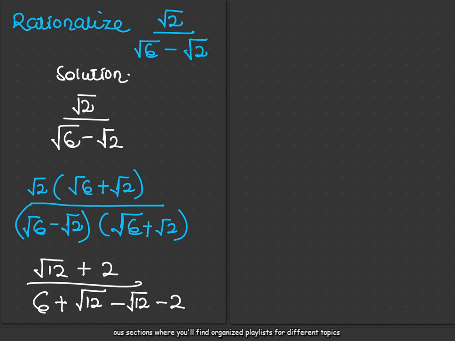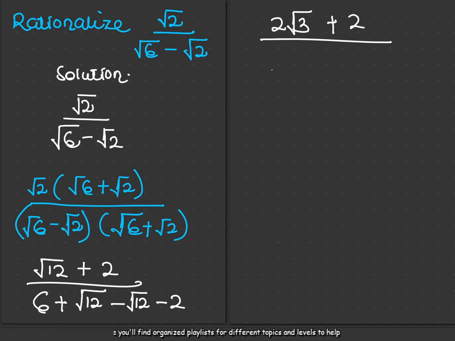So simplifying further, we have root 12. Now, root 12 here, once we are moving ahead, we want to try and do our simplification. So we know root 12, per our simplification in the first video we did, is actually root of 4 times 3. Then that gives us 2 root 3. So we have 2 root 3 plus 2 all over 6 minus 2.